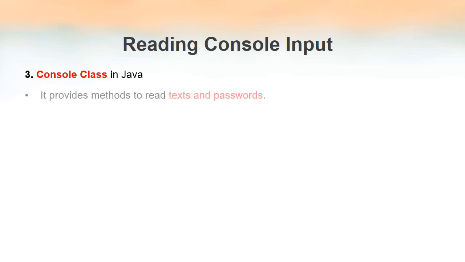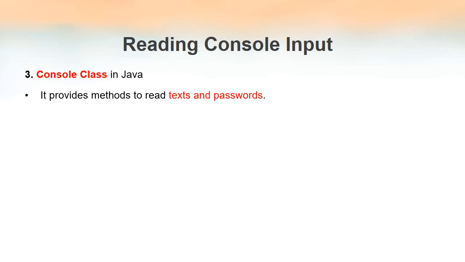The third way to read input from the console is by using the Console class in Java. This class provides us with methods for reading text as well as passwords. Why we are highlighting passwords here is because the other two classes, Scanner and BufferedReader, do not provide any specific method to read passwords. We all know that passwords have to be really secure.